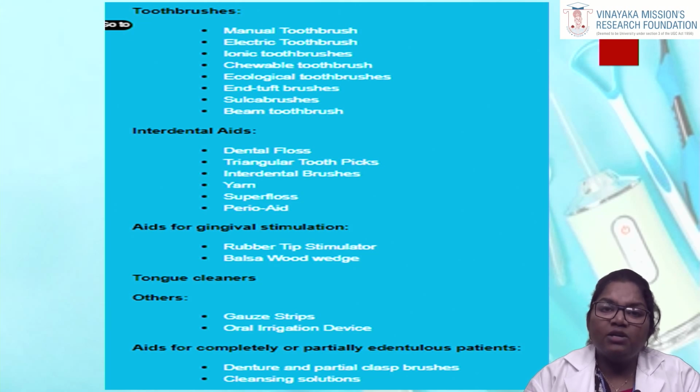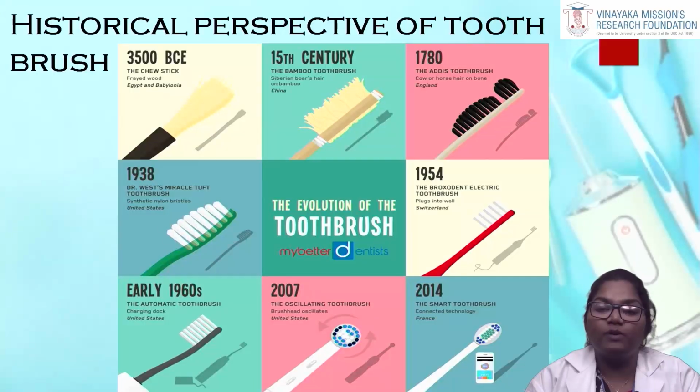Rather than only removing plaque from the tooth surface, we also need to use certain mechanisms to stimulate our gingiva. What can be used for that? We have the rubber tip stimulators and the balsa wood edge. In cases of recession and food lodgement, we can use gauze strips and oral irrigating devices, which have come up recently. Next, we have the historical perspective of the toothbrush, moving on to the various aids used in mechanical plaque control.